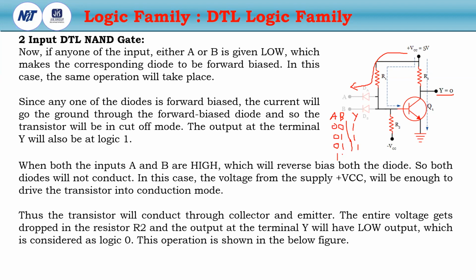If it is 1,1, then the diodes will be in reverse bias. Then the current will not flow through this. The current will flow like this, so the voltage drop occurs at R1. That will drive the transistor Q1 in saturation mode. Then the path will exist from VCC to ground, and current will be produced. Then the voltage drop will be generated at R2, and the output will be logic 0. So this is the basic 2-input DTL NAND gate.